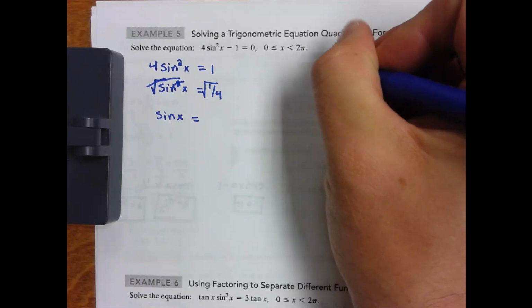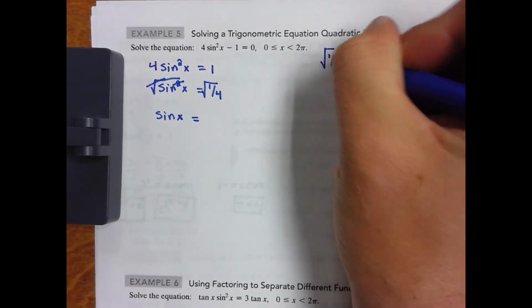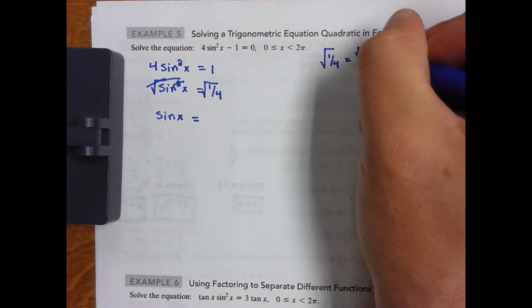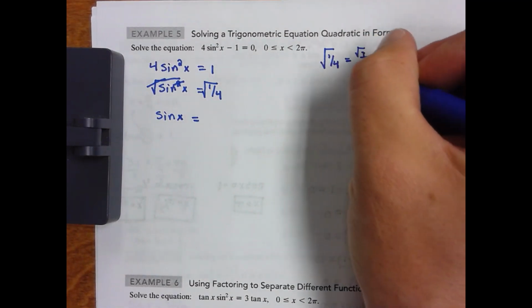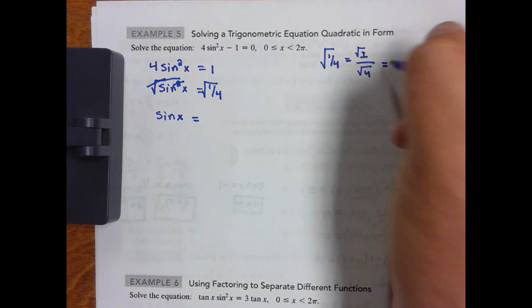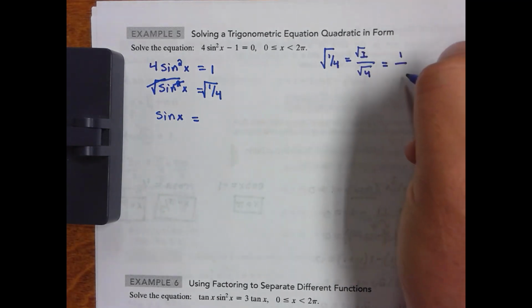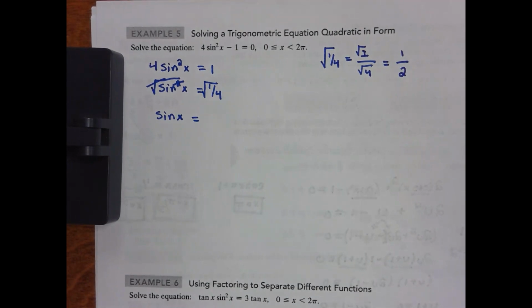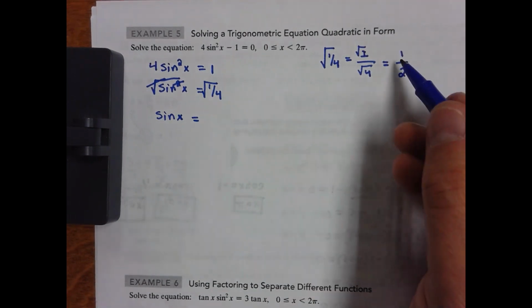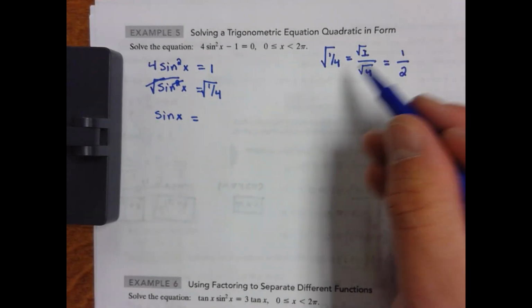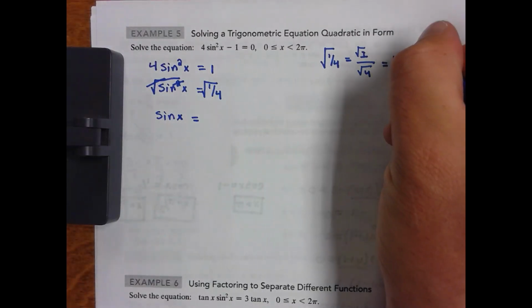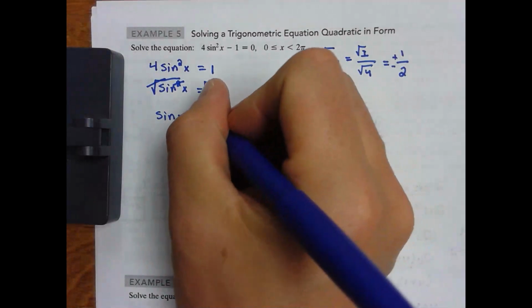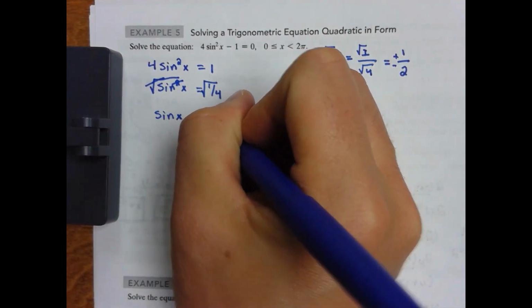So quick reminder of when we're square rooting a fraction, it's the same thing as square rooting the numerator divided by the square root of the denominator, where the square root of 1 is 1 and the square root of 4 is 2. But remember that when we square root, it's plus or minus, because positive 1/2 squared is 1/4 and negative 1/2 squared is 1/4. So sine of x needs to equal plus or minus 1/2.